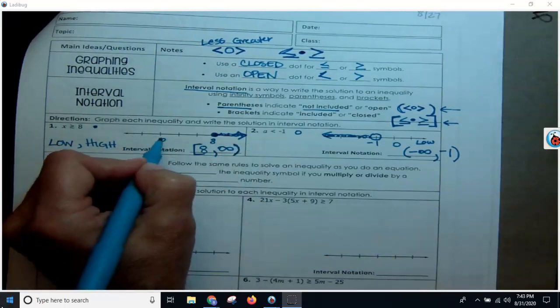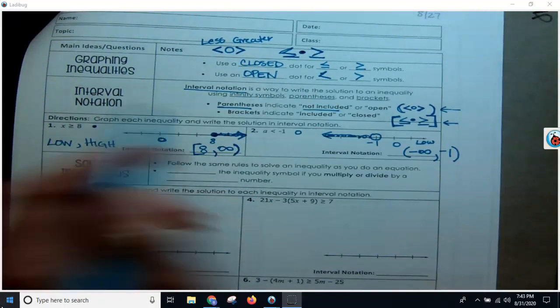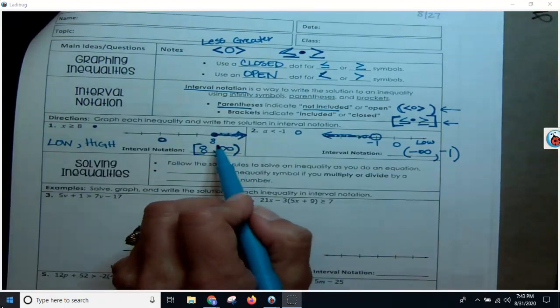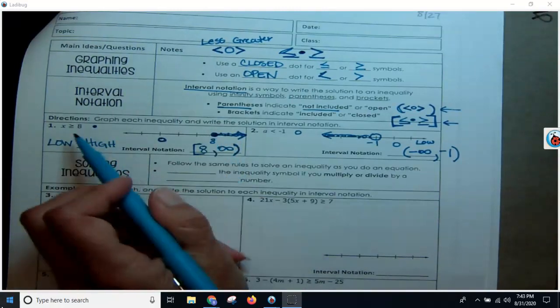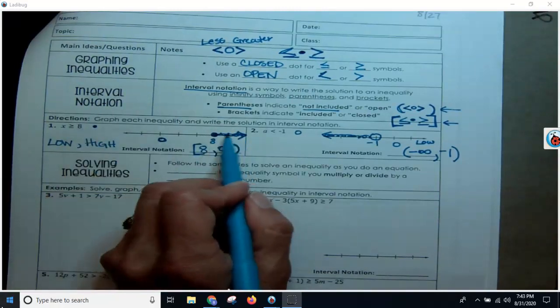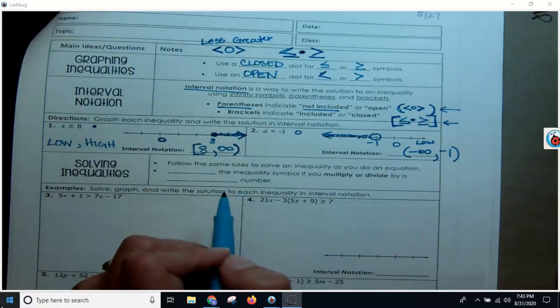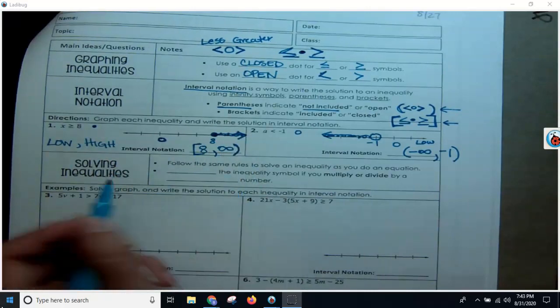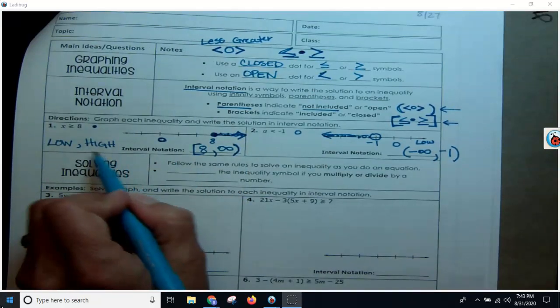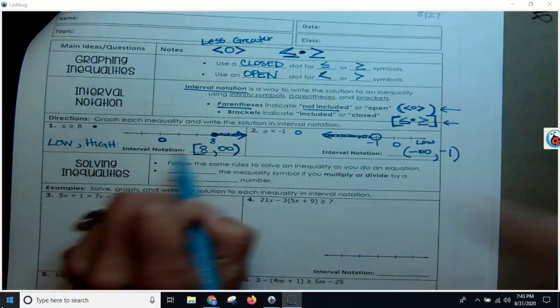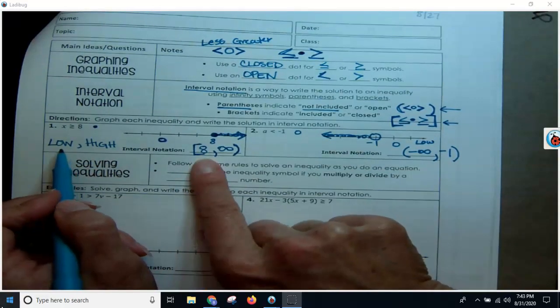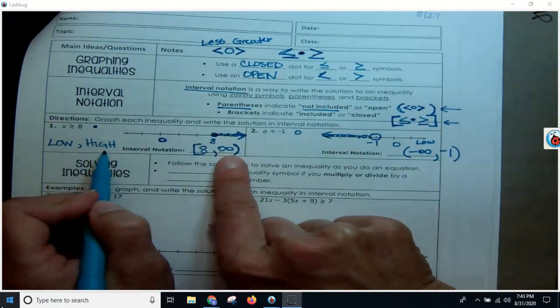On a graph, I usually like to put a 0 just so I know where I'm centered. The 8 is here, and I'm going to use a closed dot to indicate the 8, and I know that x has to be greater than, so all the values greater than 8. Now, in my interval notation, this number right here is going to be my lowest number. This number here is going to be my highest number.